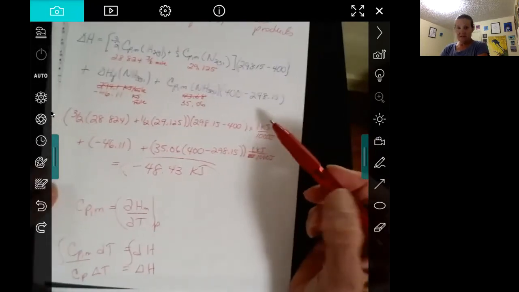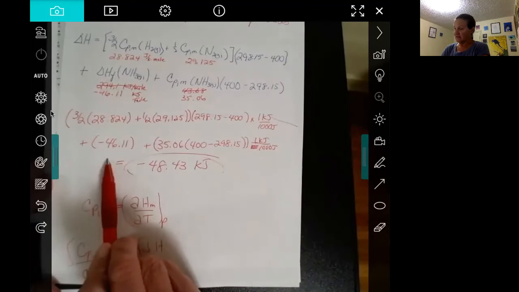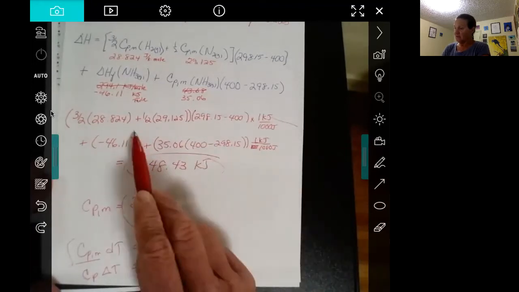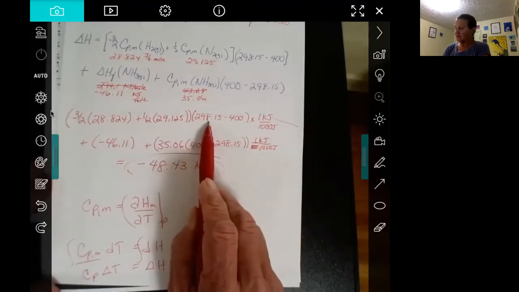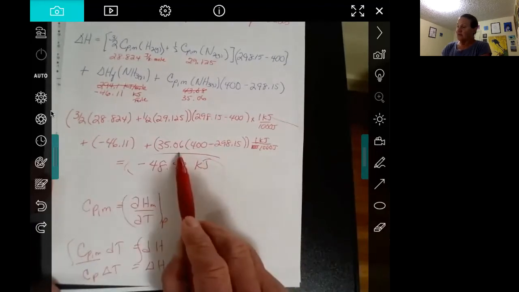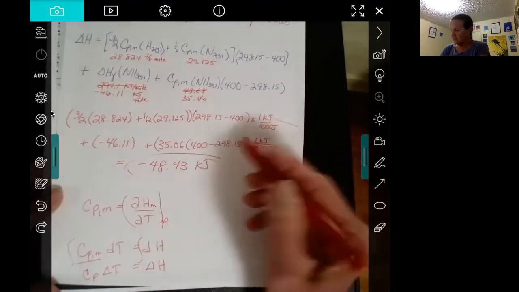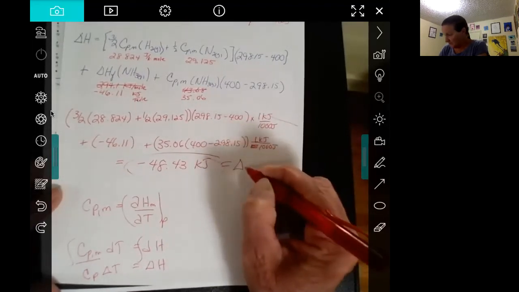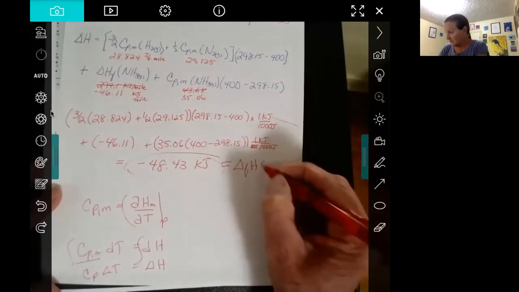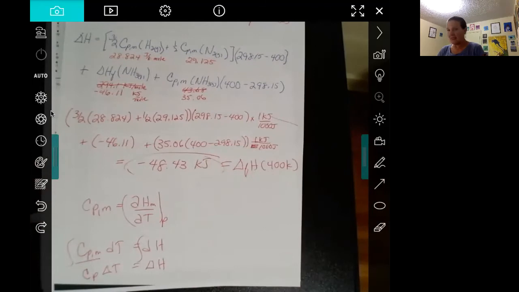So when I put those values in, each of the terms with heat capacities, I have to multiply to get into kilojoules, so I can add to this kilojoules. And so this cooling of reactants added to this delta H of formation, added to the heating of the products, gives me the delta H of formation at 400 Kelvin for NH3.